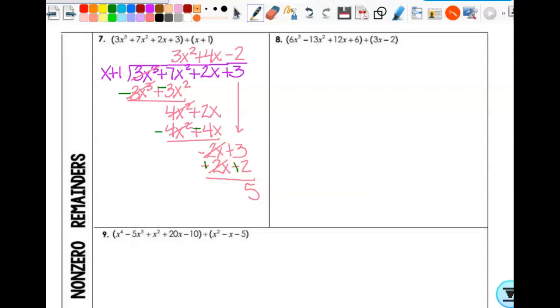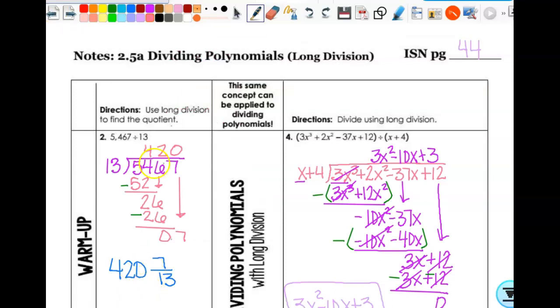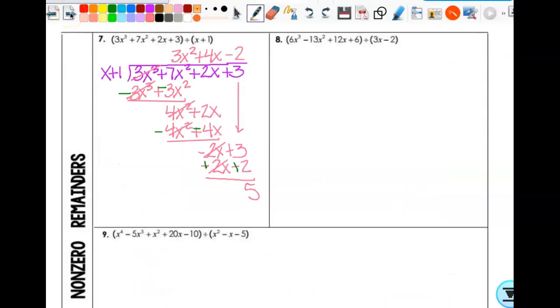Which means, just like we did here, we have what was on top right here, and then we have a fraction made out of these two pieces. And what did we say goes right here that's not really right here? Plus. So when we come back over here, we're going to have 3x squared plus 4x minus 2 plus, I don't care what the sign is on this, you always add the remainder. So it's plus, then you got a fraction. The numerator is 5, the denominator is x plus 1. And that is your answer.